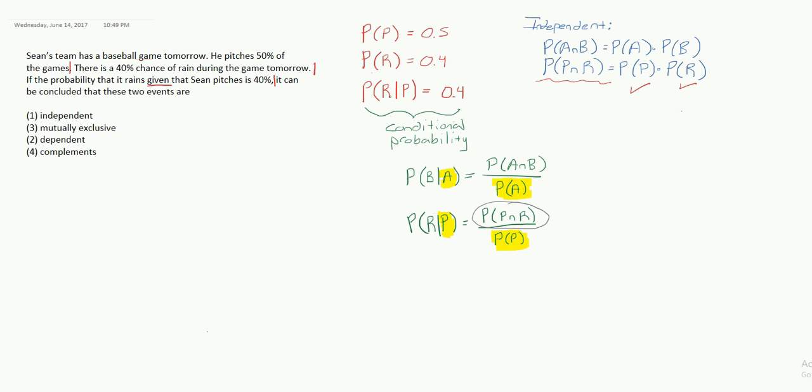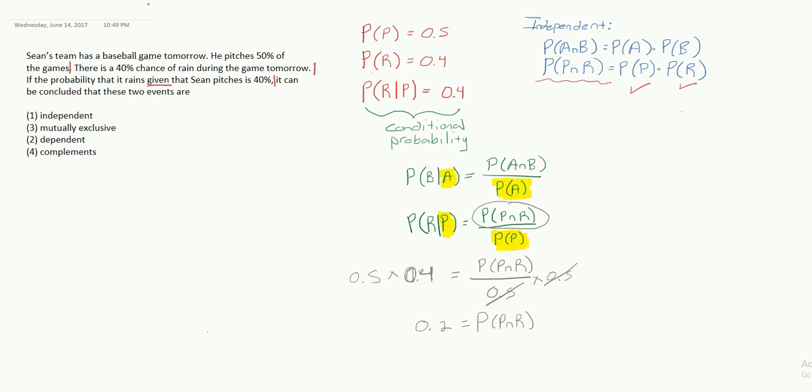So, probability of R given P, probability of rain given that we're pitching, is going to be 0.4. Probability of P union R is what I don't know, but I do know the probability of P, it's 0.5. Now we can multiply both sides by 0.5, and we have solved for the probability of P union R. It's equal to 0.5 times 0.4 or 0.2.